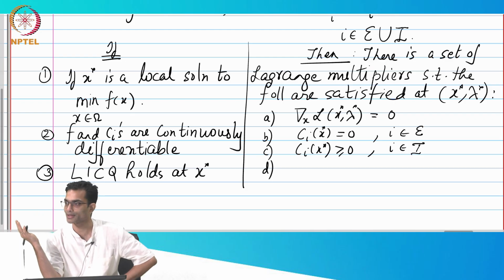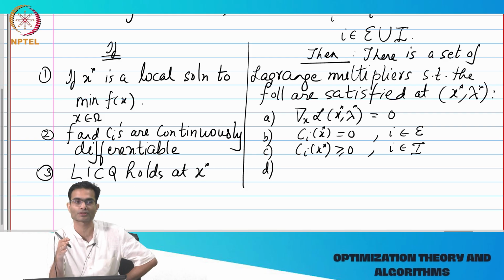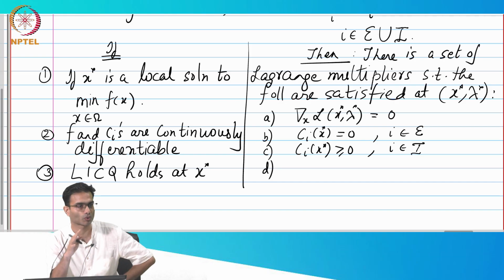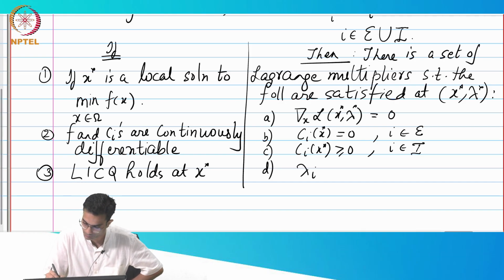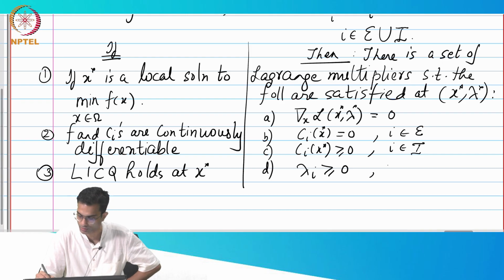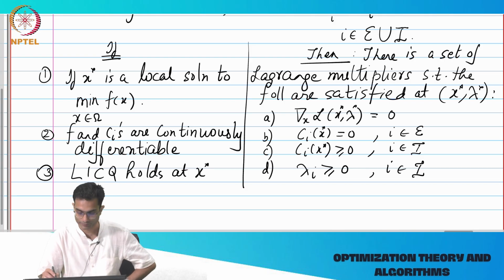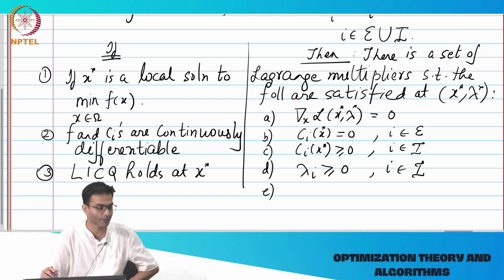The Lagrange multipliers were forced to be positive, in which case? Inequality constraint. Was there any such constraint on the equality case? No, right? So that point comes over here. So lambda i should be greater than or equal to 0 for i belonging to the inequality set. Okay. And finally comes our complementarity condition.